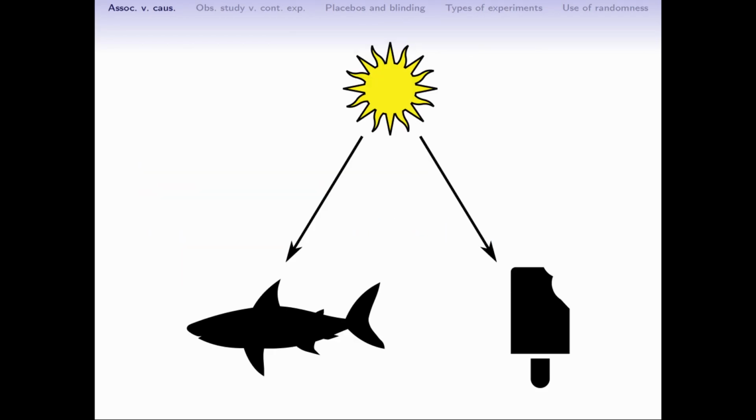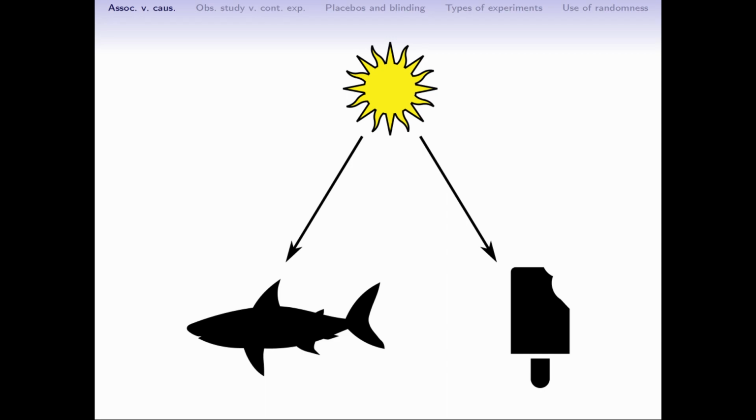And if we think about it, it's the weather, right? It's the time of year, it's the seasons. We know that ice cream sales will go up when the weather is warm, and we know that when the weather is warm, it brings different currents inshore. There's more people in the water, and the people are coming in contact with sharks in that warmer weather.